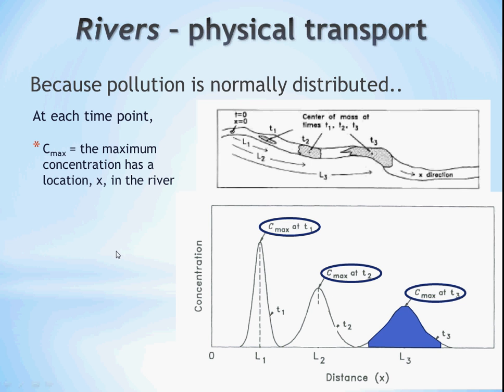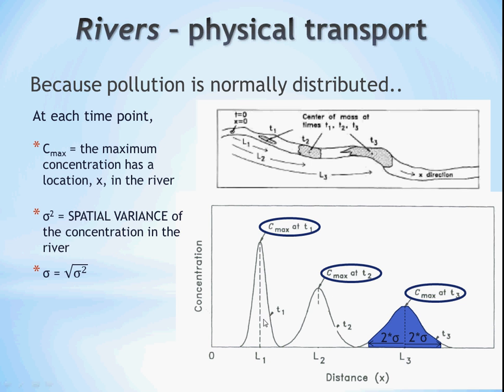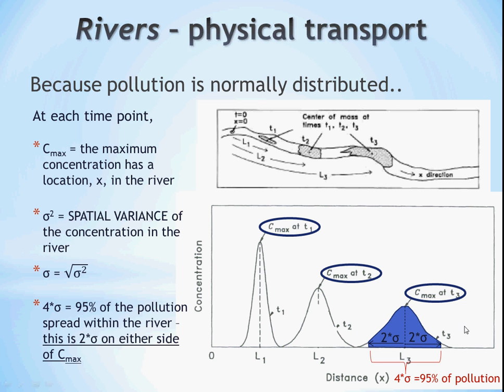And it declines at each time there. And each time point has a spatial variance that is associated with the standard deviation. So if you remember what a variance is, it's the square of the standard deviation, or put another way, the standard deviation is the square root of the spatial variance. So if we know the spatial variance of the concentration of the pollutant in the river, we can get to the standard deviation. And then we know that 4 times the standard deviation captures 95% of the pollution spread within the river. So that's 2 times the standard deviation on either side of Cmax.